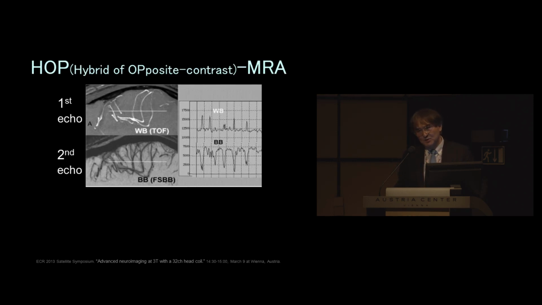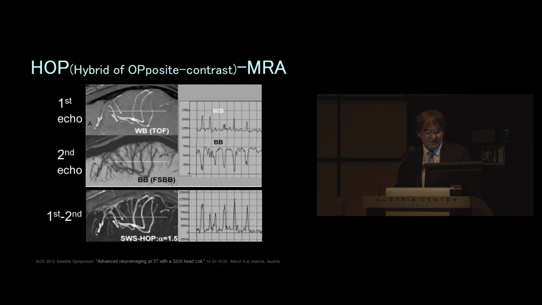Okay, Toshiba actually provides another choice. That is HOP, hybrid of opposite contrast MR angiography. This sequence consists of two echoes. The first echo gets the time of flight white blood signal. And in the second echo, they get the FSBB, the black blood one. And if you subtract the second echo from the first, you have background suppression as well as better visualization of the small arteries. This is quite good, don't you think so? This is the HOP MR angiography.